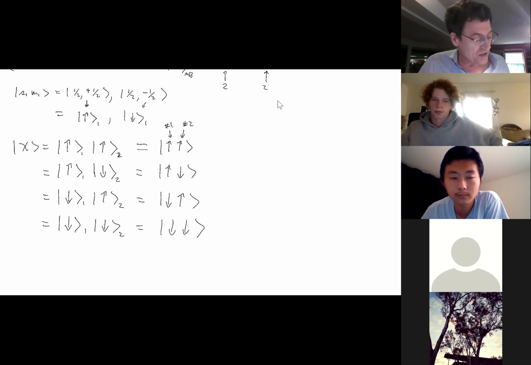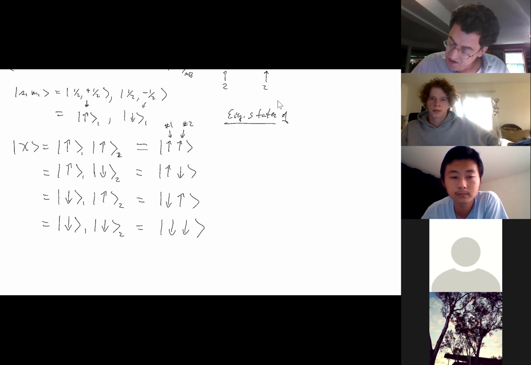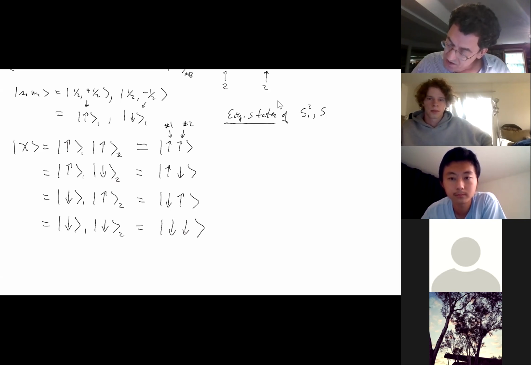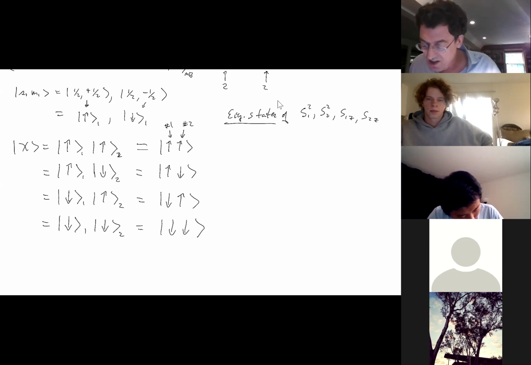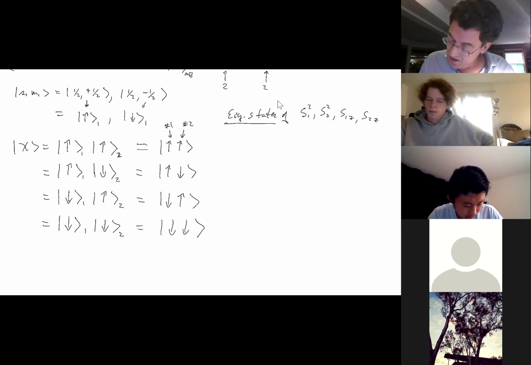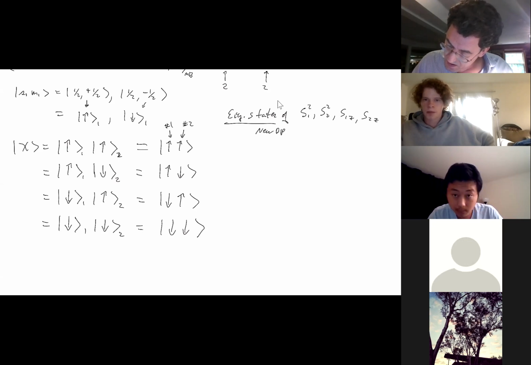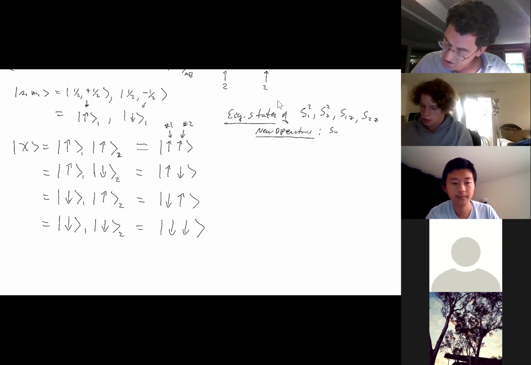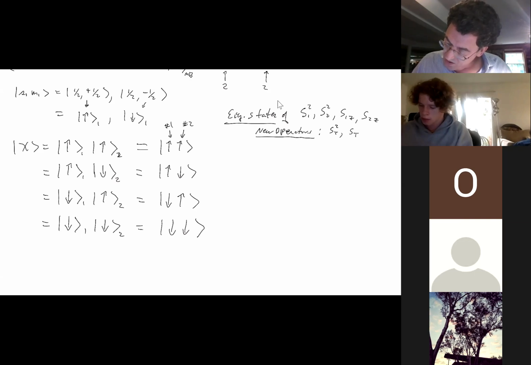Now, here's something really cute to notice. These are our product states, and these are eigenstates of our old operators. Remember? These are eigenstates of S1 squared, S2 squared, S1z, and S2z. You can hit all of these product states with those operators, and you can see that these product states are indeed eigenstates of those operators. But what about the new operators? The new operators are S total squared and S total z.